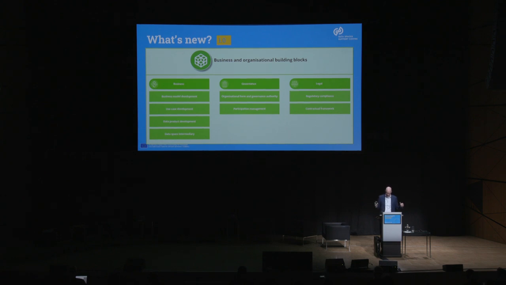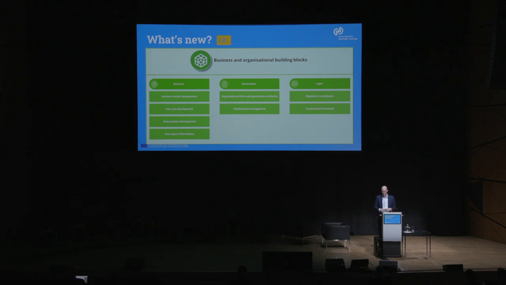It has three categories. Business, really the business drivers for a data space. By the way, we also know that some of the data spaces are not driven by immediate business needs, but by societal needs. I think of the health data space, but then still it falls under this category. Why are you building this data space? What are the use cases that you want to address? What kind of data products are shared in the data space?